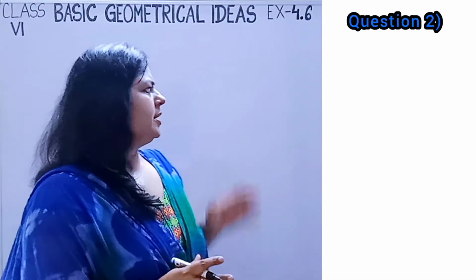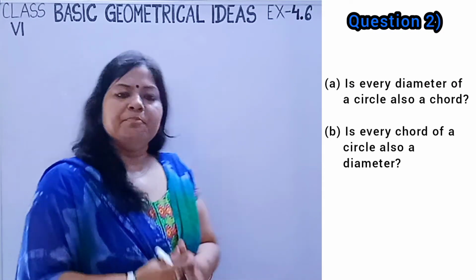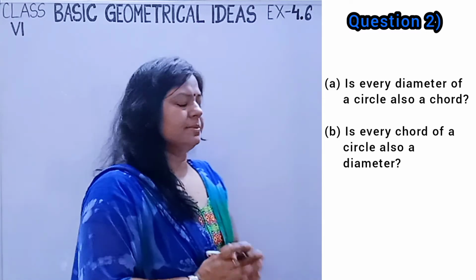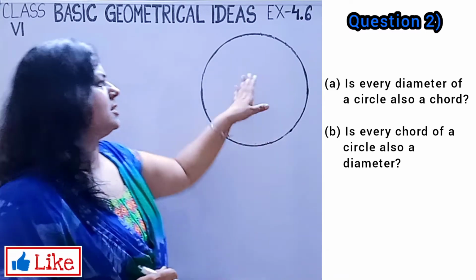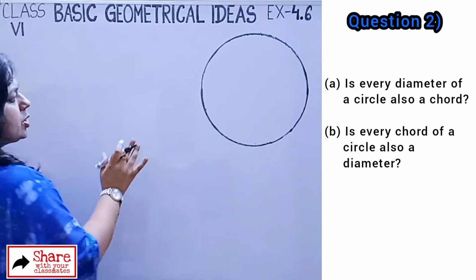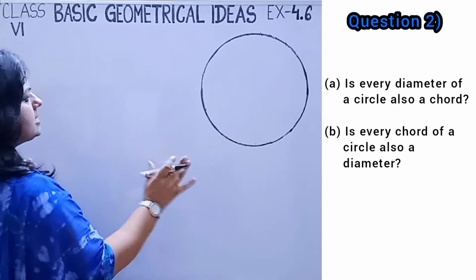Question number 2, A part. Is every diameter of a circle also a chord? B part. Is every chord of a circle also a diameter? Here I have already drawn this circle for you. The A part: is every diameter of a circle also a chord? So first we need to understand what a chord is and what a diameter is.